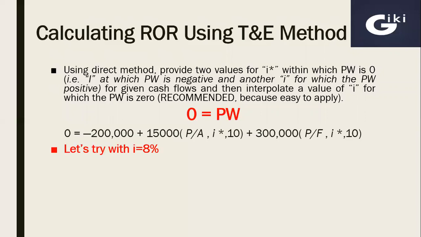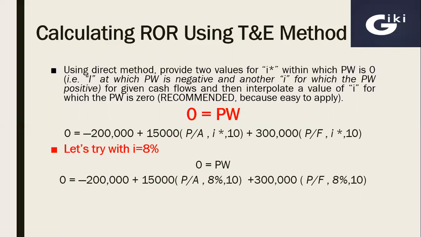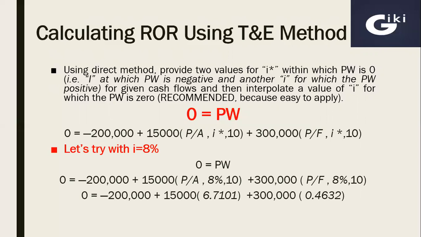Now we have to start guessing the rate of interest. Let's try with 8%. So 0 is equal to present worth and minus 200,000, 15,000 P over A factor for 8% and 10 years and P over F factor for 8% and 10 years with $300,000. So P over A factor for 8% and 10 years is 6.7101 and P over F factor for 8% and 10 years is 0.4632. Now, after making these calculation, present worth is 39,611.5. That is greater than 0.